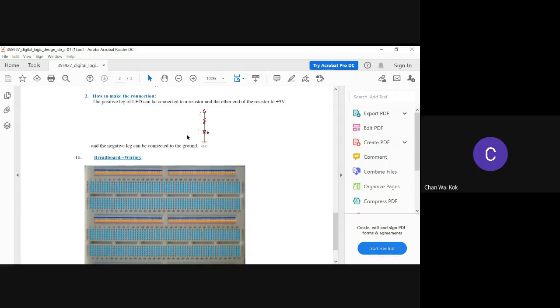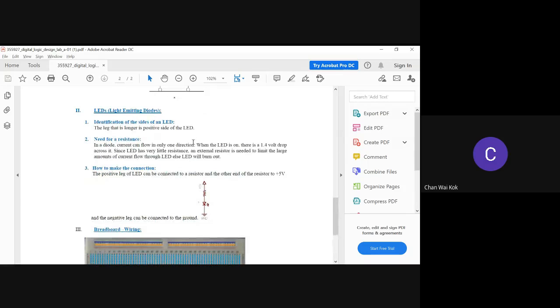Then there's also the LED. In the LED, you have the legs. The longer leg is the positive. Because the LED can burn easily, what you need to do is connect the power supply to a resistor, then only you connect to the LED, then only you connect it to the ground. This is how you're supposed to connect the LED. The longer leg is the positive leg of the LED.